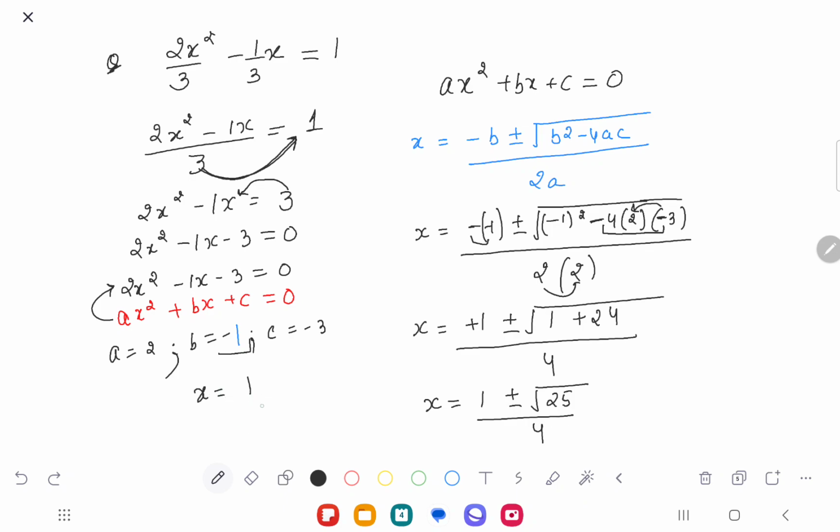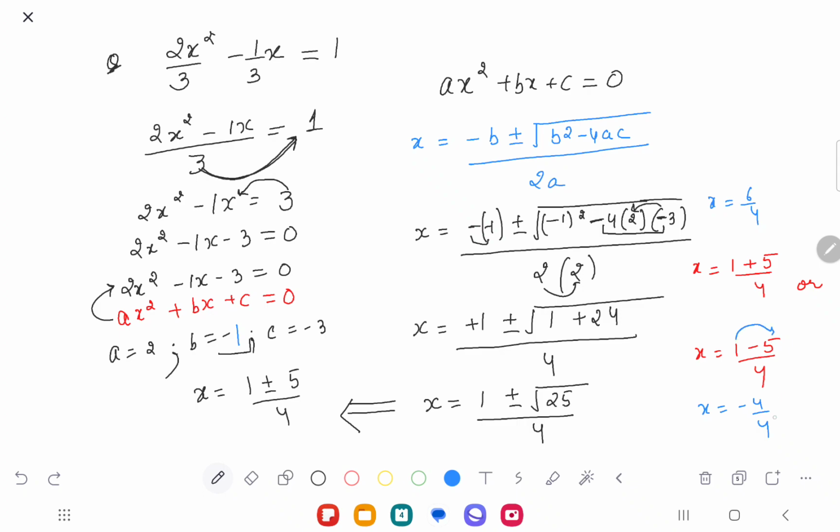So x is equal to 1 plus minus 5 over 4, because once you do plus or you do minus, you are solving this out right here. So root of 25 is what? 5. Because under root means power half. So you have x either as 1 plus 5 over 4, or you have x as 1 minus 5 over 4. So you can get the value of x would be 6 over 4, and the value of x would be minus 4 over 4, because 1 minus 5 is minus 4.